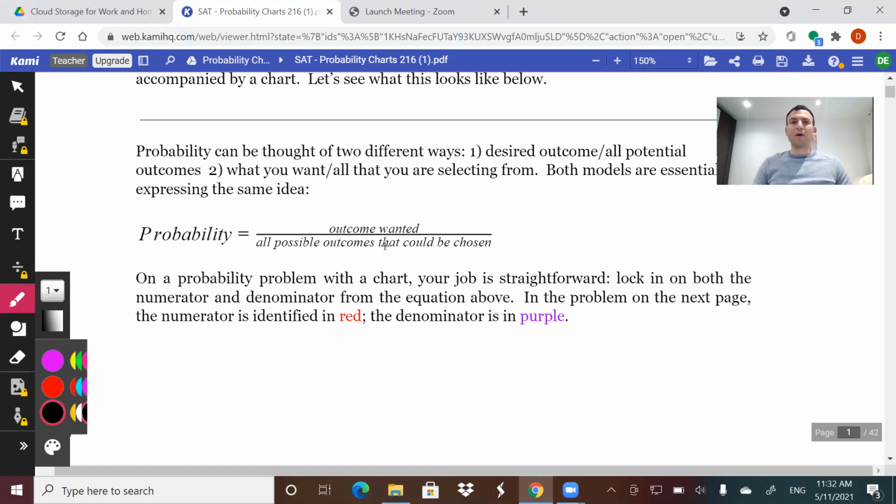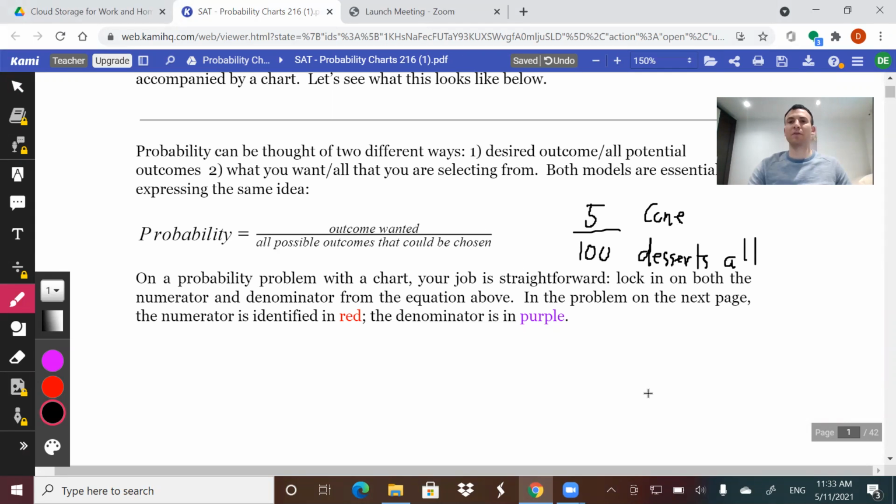So first off, you're probably already familiar with this, but probability is the outcome you want over all those that you're choosing from. So if I want an ice cream cone and I'm choosing from 100 desserts and 5 of them are ice cream cones, my probability of getting an ice cream cone is 5 out of 100 or 5%, right? This is the cone. That's what I want, and I'm choosing from all desserts. Desserts all. So that's probability.